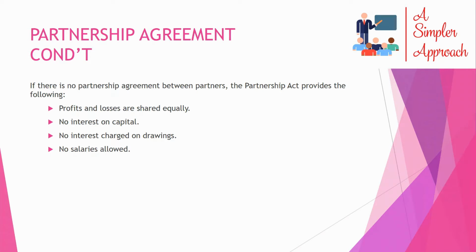If there is no partnership agreement between the partners, then the Partnership Act, which is an official legislation, provides the following conditions. Profit and losses are shared equally. There is no interest on capital. There are no salaries allowed. And there is no interest charged on drawings. Now, if the partners do not agree with this aspect of things purported by the Partnership Act, then it is advised that they have their own partnership deed.